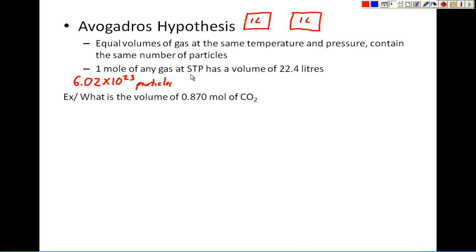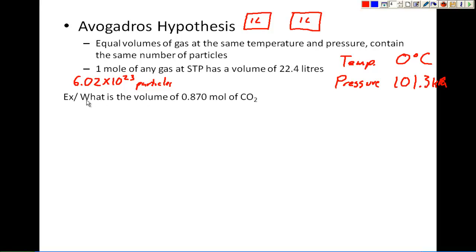Now, what is standard temperature and pressure? Well, standard temperature is 0 degrees Celsius. Standard pressure is 101.3 kilopascals. So at this standard temperature and this standard pressure, 1 mole is going to occupy a space of 22.4 liters.